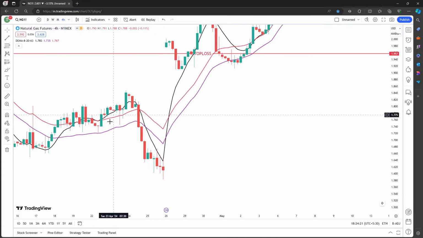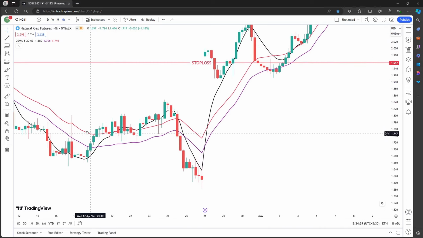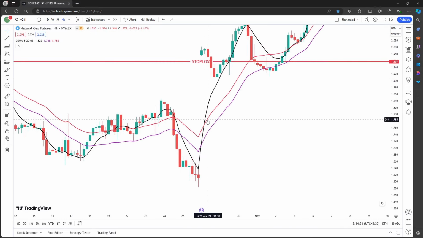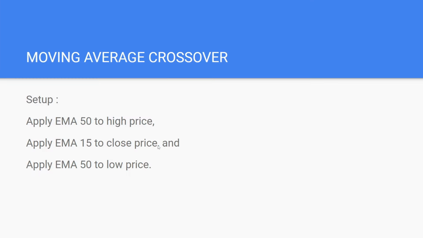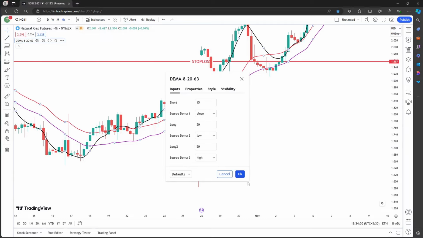If you wanted to see, this is how the chart will look. Black is the 15 moving average based on close, red is the 50 EMA based on high, and this purple is the 50 EMA based on low. That is how we have to apply this indicator. I found this indicator very difficult to find. Maybe you can search with DEMA, you can get it, and then you can change the prices accordingly.